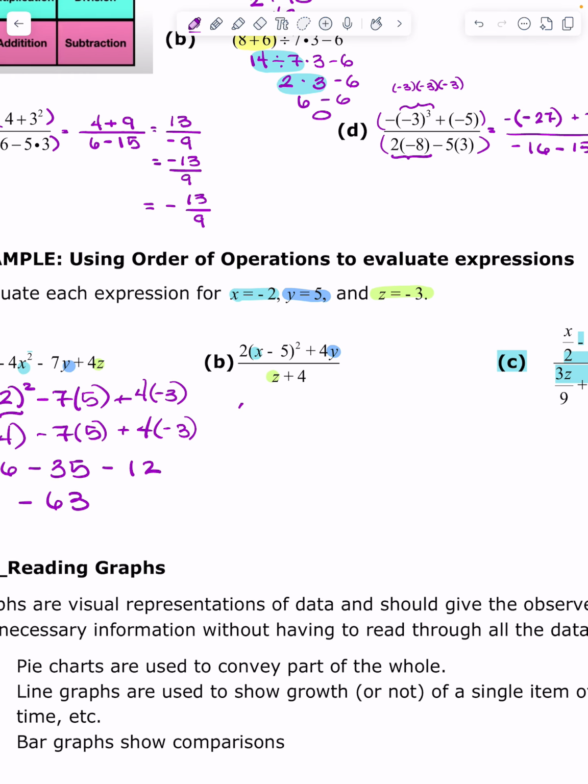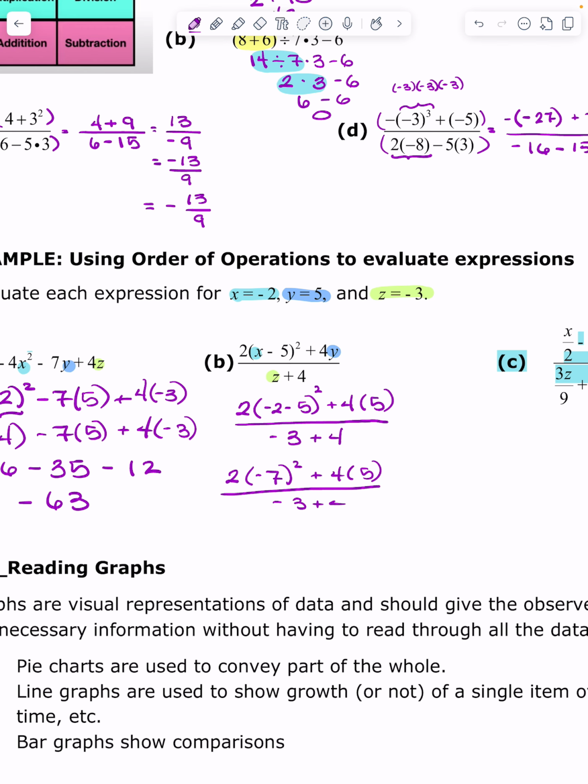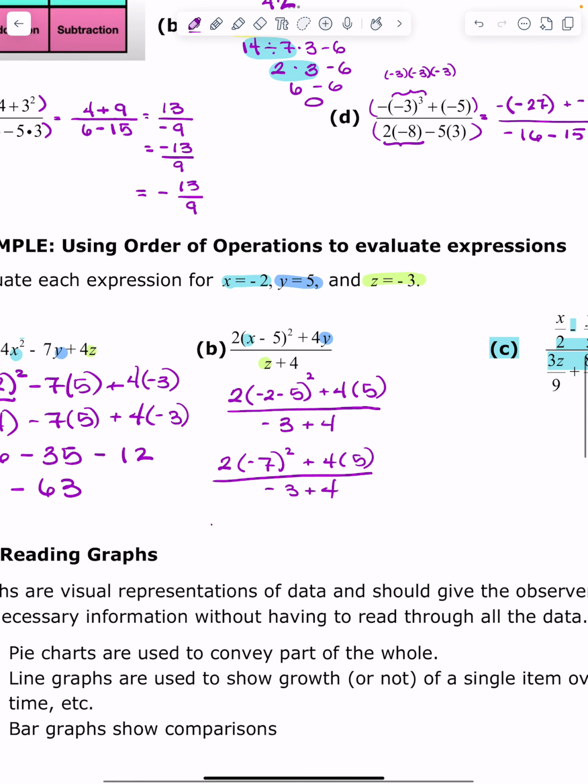B, same thing. I got 2, -2 minus 5, plus 4 times 5. I'm going to assume you're okay with the order of operations. We are just going to plug in here. Oh, I forgot a square. And simplify till I run out of room. I got to combine steps. I got 2, -7 times -7 is 49.